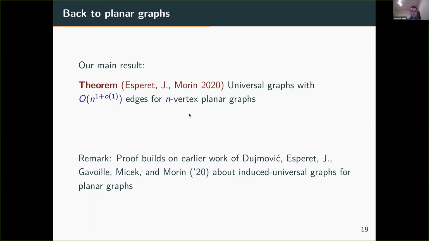And so the main result, done together with Louis Esperet and Pat Morin, is that we can build universal graphs that have a near linear number of edges for n-vertex planar graphs. So I should emphasize that this work builds heavily on a previous paper with a superset of authors, including Vida Dujmović, Cyril Gavoille, Piotr Micek, and Pat Morin. And that was about induced universal graphs for planar graphs. I will say a little bit about this at the end of the talk, but some of the machinery we developed there, we reuse in this paper.